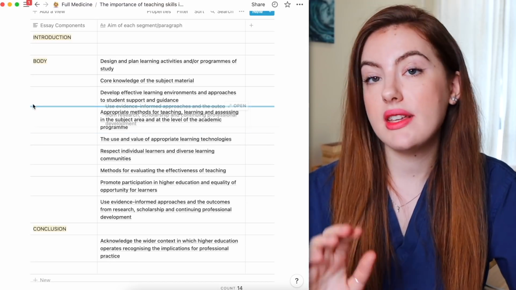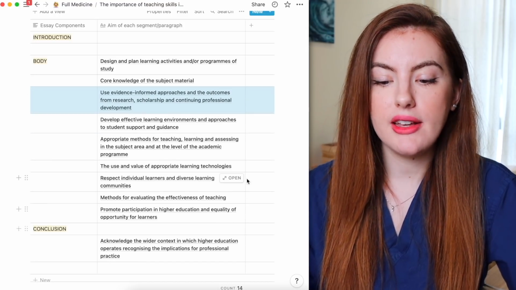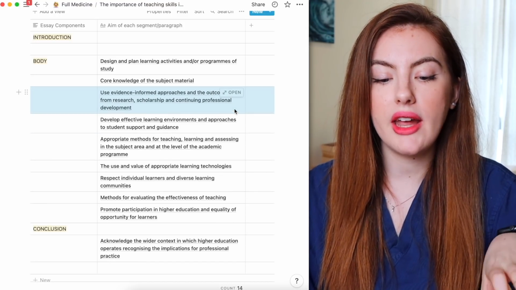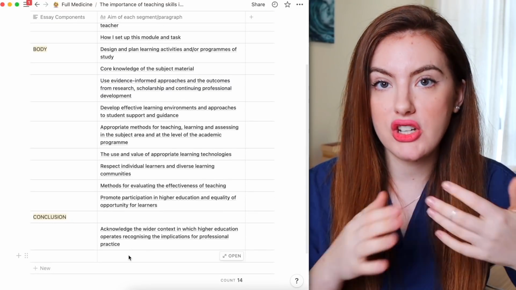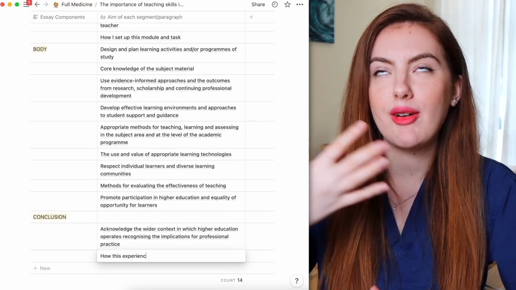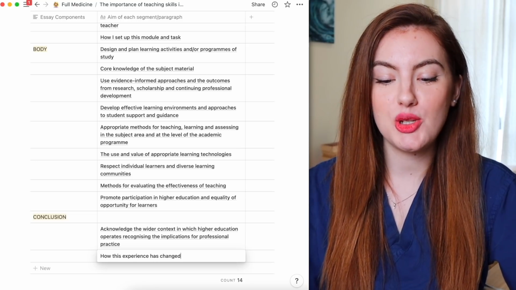So for the conclusion, I do the exact same thing. I think I want to end this essay by talking about the wider context of higher education and its implications for professional medical practice. Then I'm also going to talk about somehow how this experience has changed me.